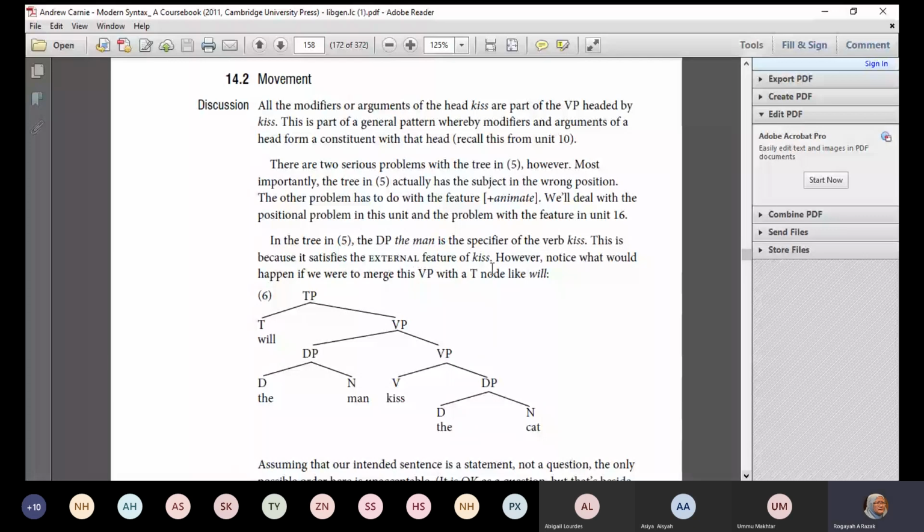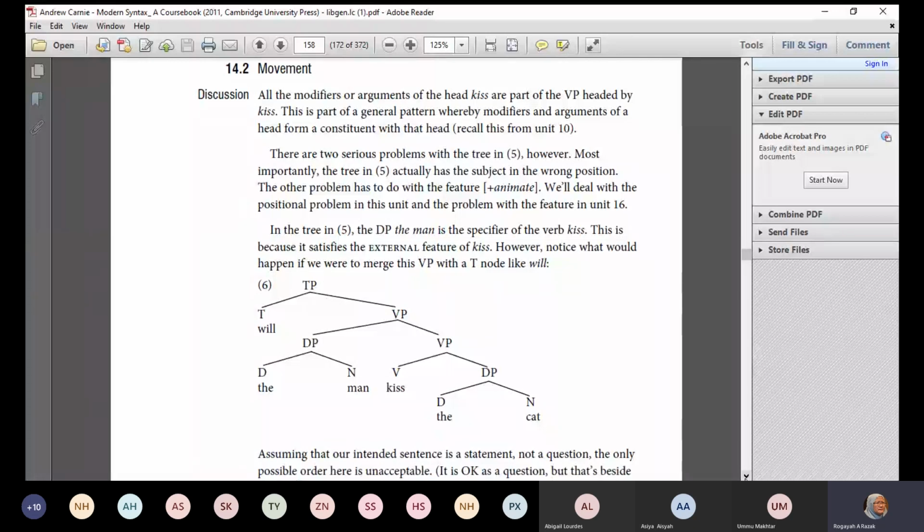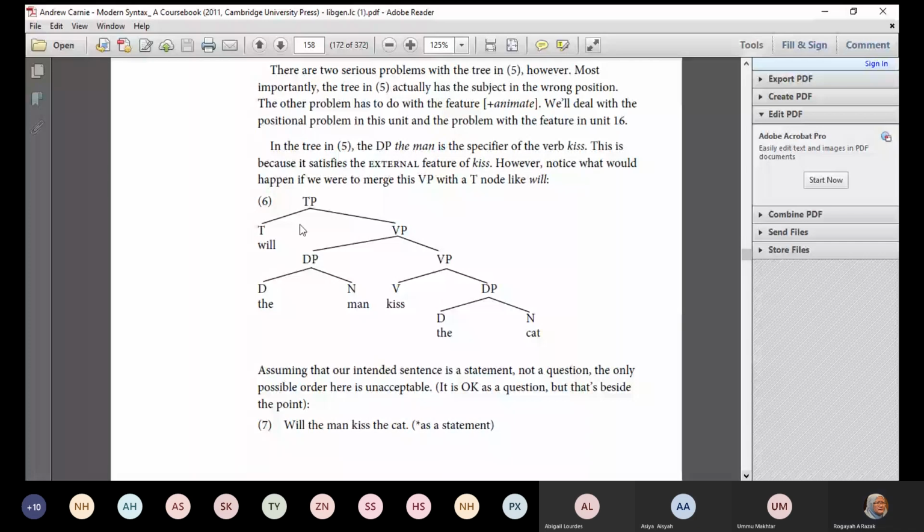Now, however, notice what would happen if we were to merge this VP with a T node, tense node, TP. TP is a tense phrase, like will. Let's say we have a will. So TP, tense phrase, will carry a T, which is auxiliary like will. So, assuming that our intended sentence is a statement, not a question. So our intended structure that we want to derive is the man will kiss the cat.